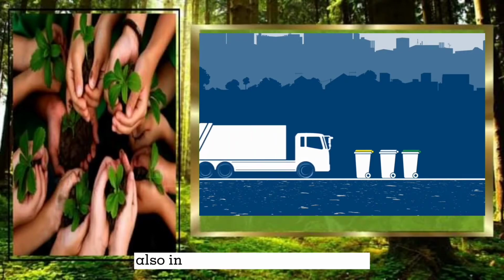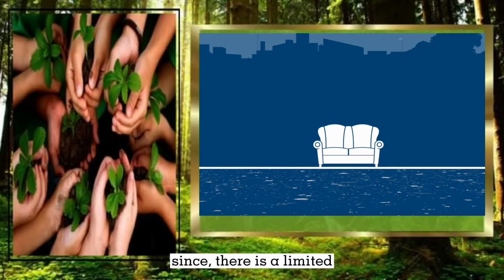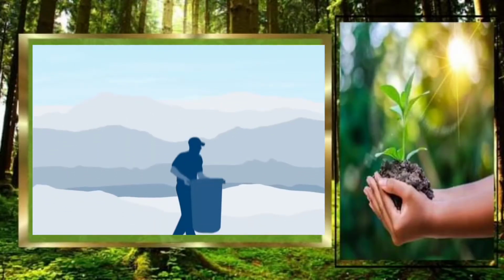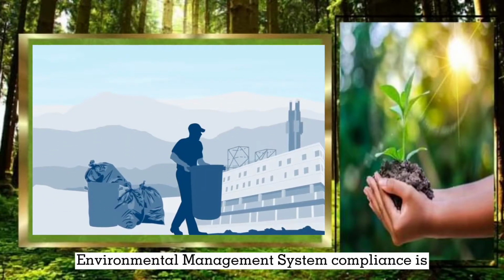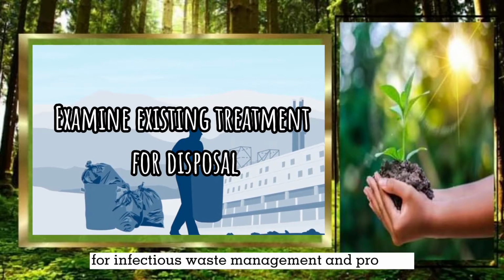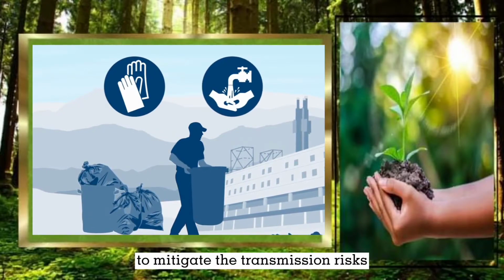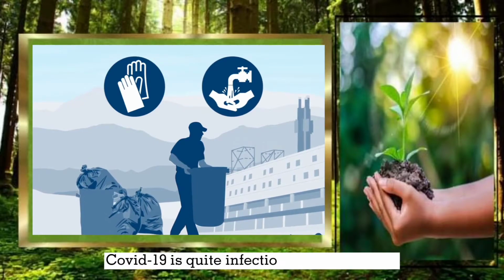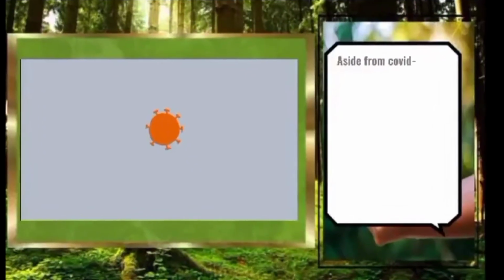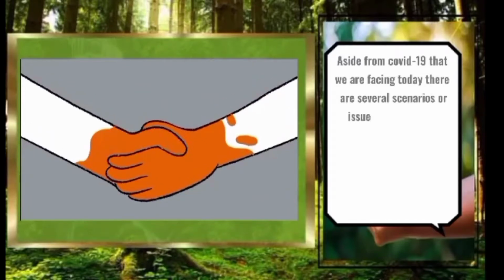Households and hospitals also increase in waste production, and this waste is not properly segregated since there is limited third-party involvement in the situation. Second, environmental management system compliance is to examine existing treatment and disposal options for infectious waste management and promote the best available options to mitigate transmission risks, since COVID-19 is quite infectious and can be easily transferred. COVID-19 that we are facing today, there are several scenarios or issues that might be treated.